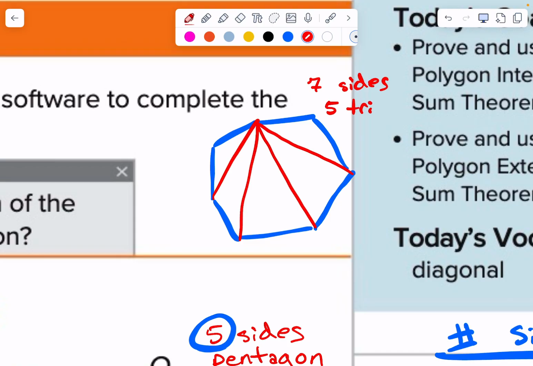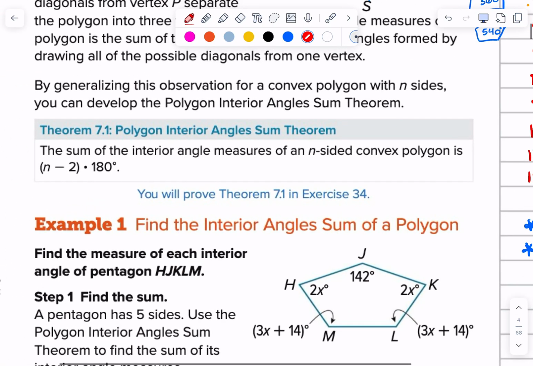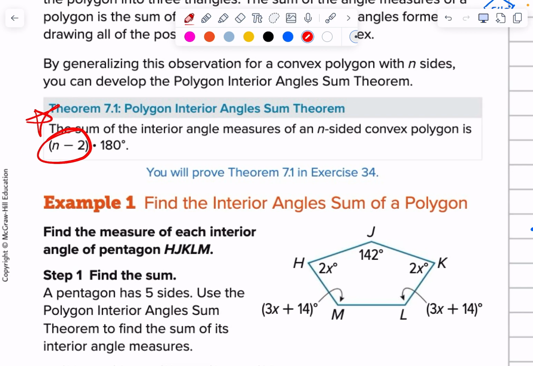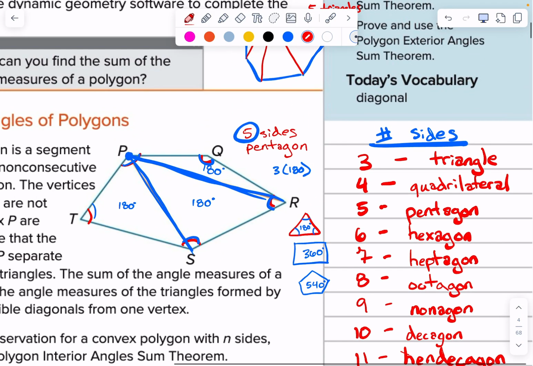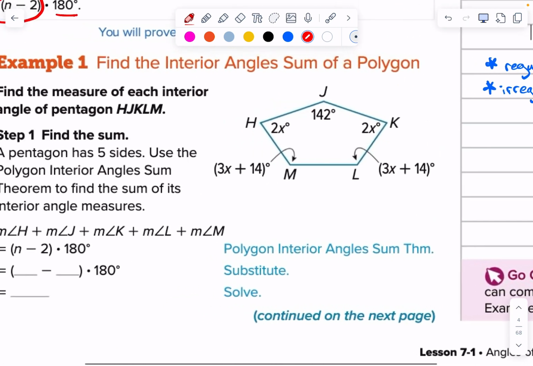So what is the rule? Number of sides minus 2. Yes, it is the number of sides minus 2. Let's go down here to this little theorem 7-1. The number of sides minus 2 tells you how many triangles it will have. Each triangle has 180 degrees, so I take that many triangles times 180. For this pentagon, I took 3 times 180. Here I'm taking 5 times 180. It will have 2 fewer triangles than the number of sides. Okay? Good? Moving on.